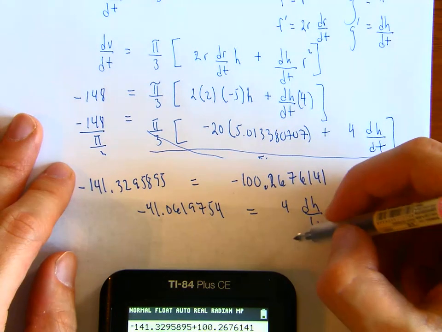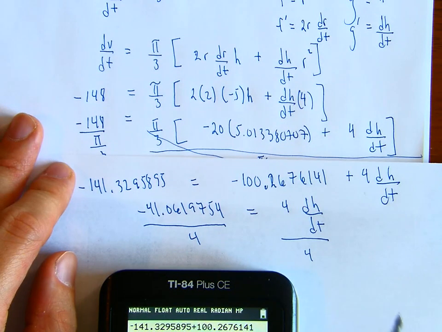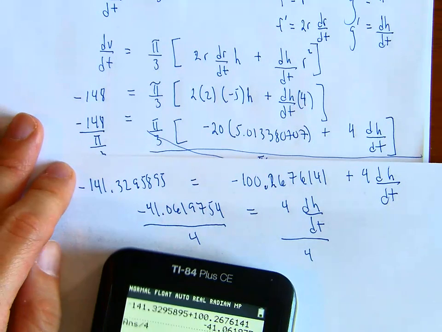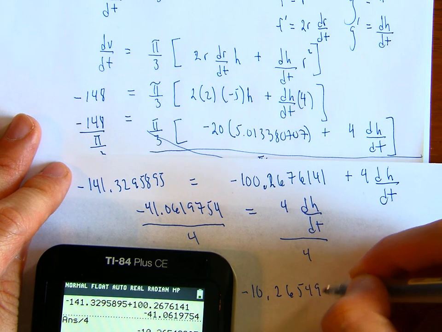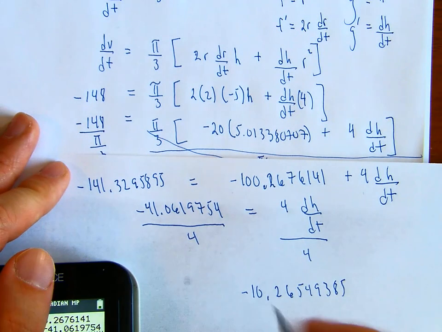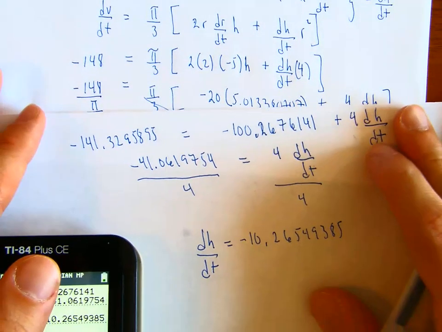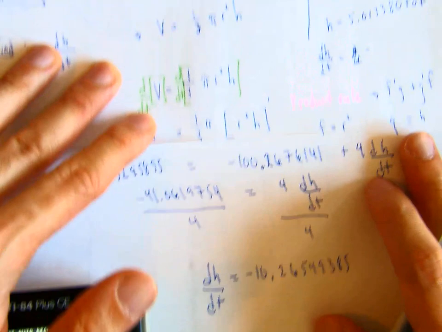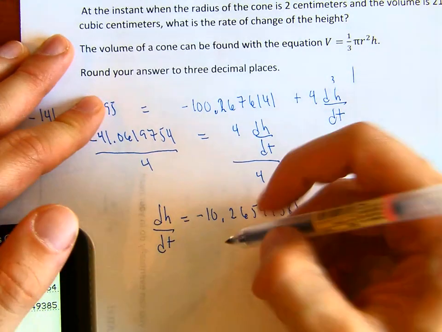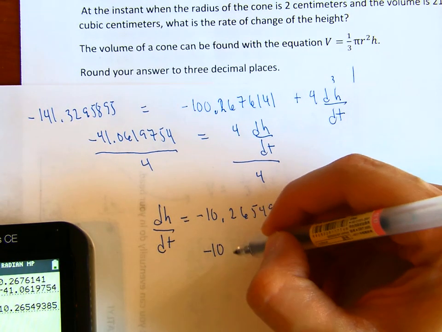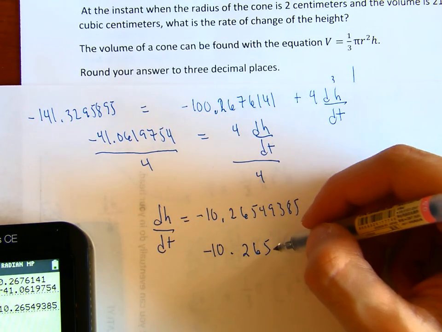Now what are you going to do to get dH dt by itself? Divide both sides by 4. So here I could just take the answer of what I have divided by 4, and that's equal to negative 10.26549385. And notice that this is dH dt. The question is saying round it to 3 decimal places, so we're going to round this dH dt to 3 decimal places: negative 10.265.